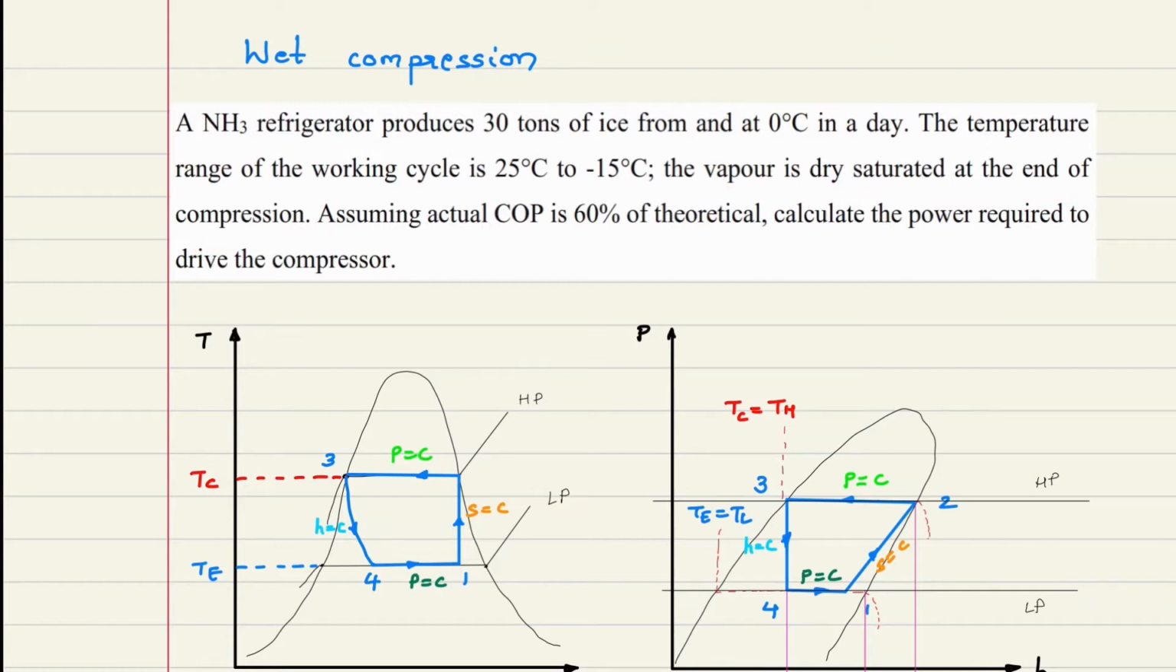Okay, so at the end of compression means point number 2. Point number 1 is the beginning of compression, point number 2 is the exit of the compressor. So at the end of compression, what is given? Dry saturated vapor. So that is why point number 2 is on the saturated vapor curve. Then the actual COP is 60% of theoretical. Calculate the power required to drive the compressor.